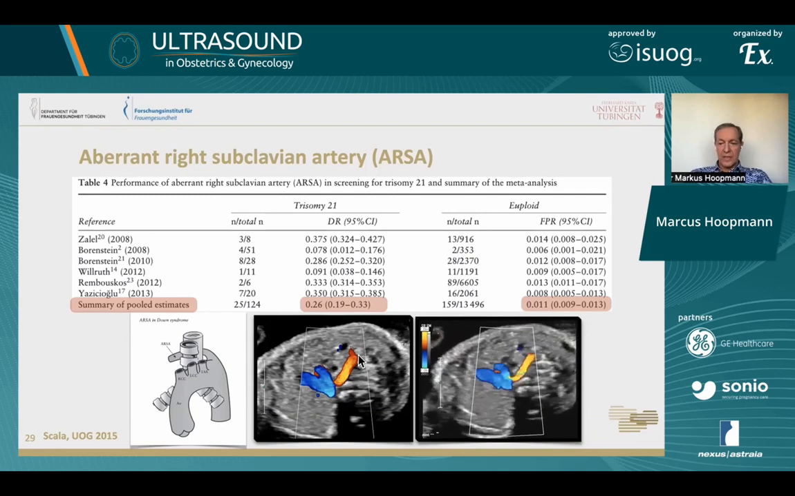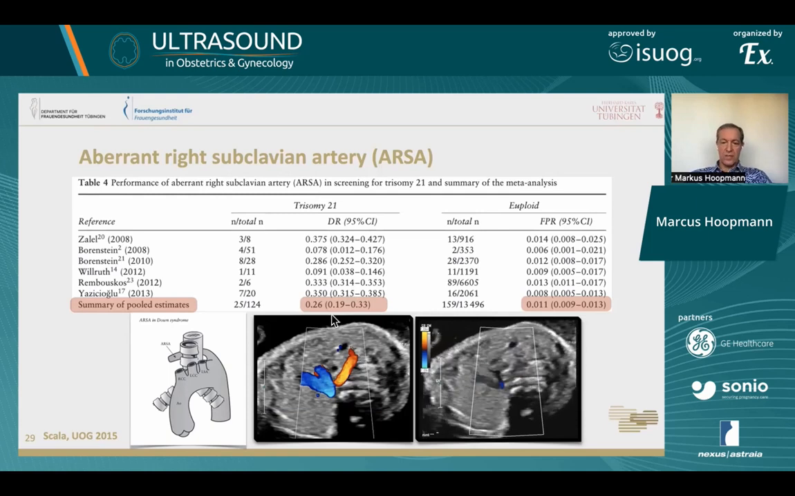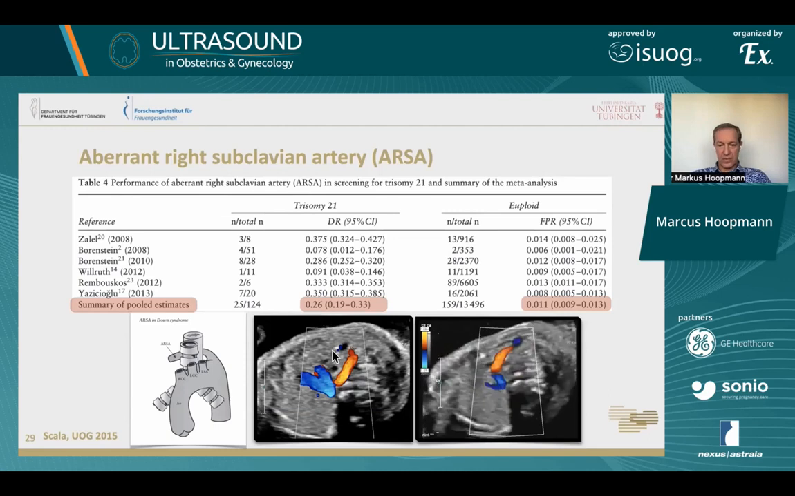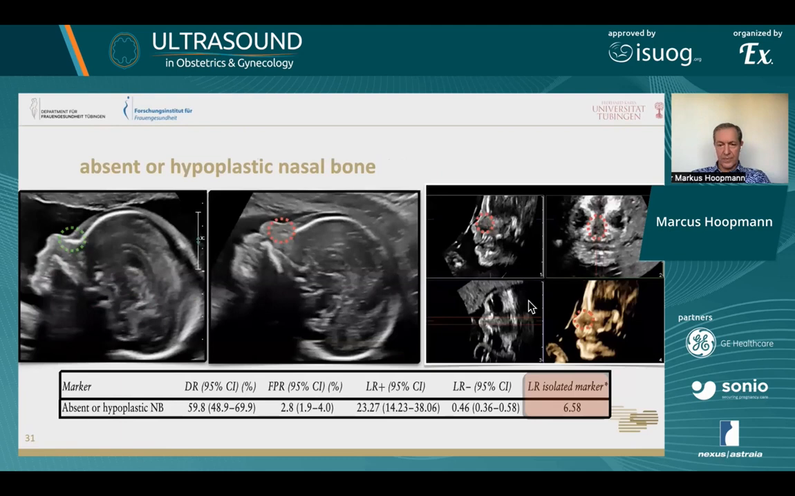And if you have this finding, you see that it's indicative for trisomy 21 with cumulated detection rates of 26%. So it's an additional marker. But in this study, they don't see it as an isolated marker. So if you have isolated ASA in this series, they don't find cases with trisomy. But always be careful with these studies, because the diagnosis that the rest is okay is quite challenging. So always keep in mind that this is really an important soft marker.